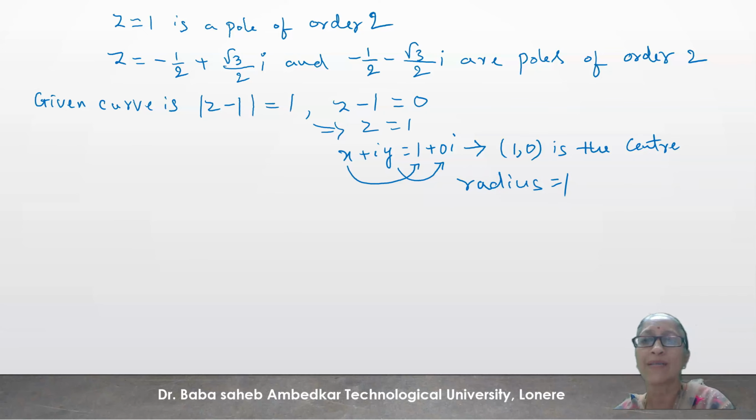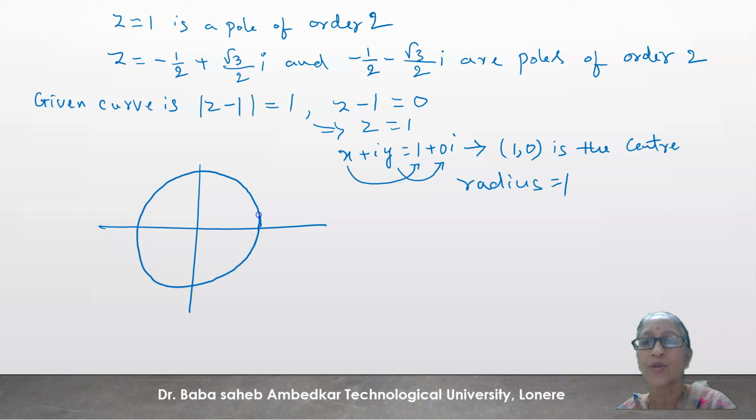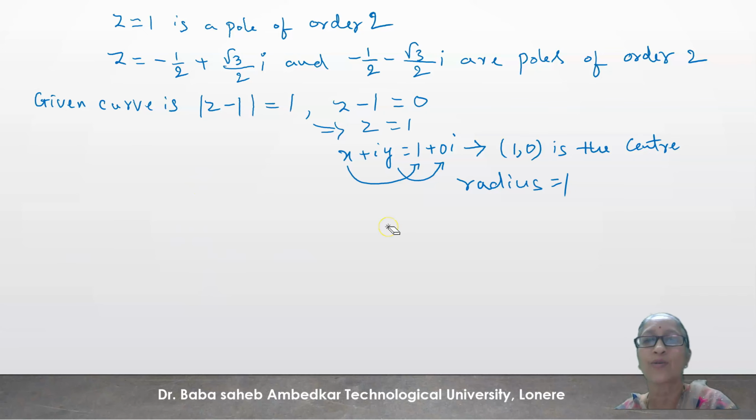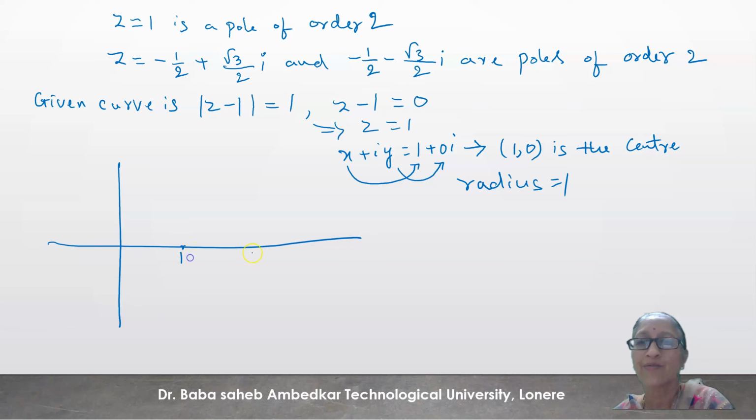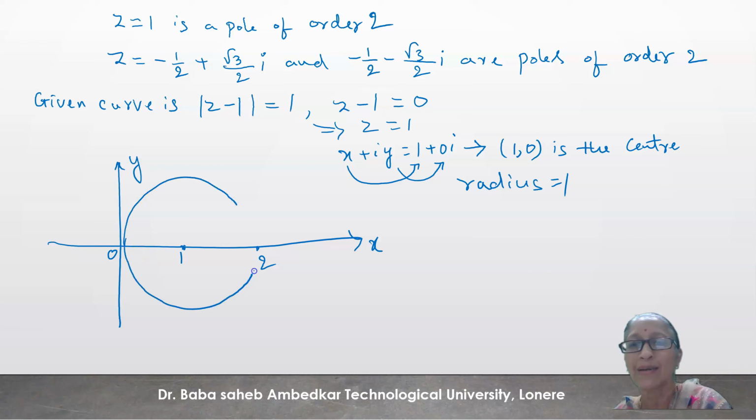Now let us plot this curve and check whether these poles lie within this curve or outside the curve. So if you plot this, here center is (1, 0). When you plot this curve, here this is 1, let us say this is 2, here x axis, y axis and 0. The center is (1, 0) and the radius is 1, that means here we get a circle like this. So here (1, 0) is the center, right?